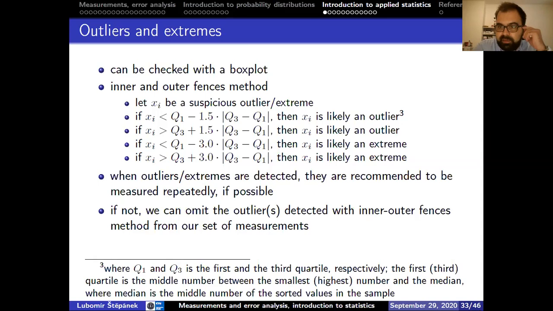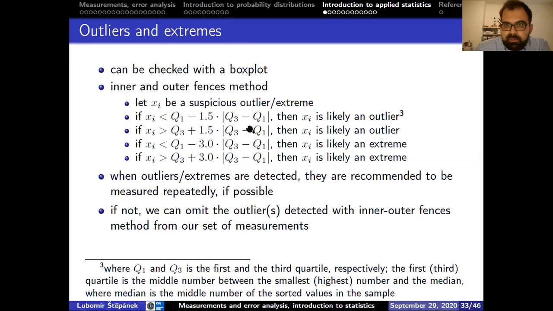There could be many nuisance physical factors by which you sometimes get a really, really far value from the rest. These are possible outliers or extremes. So this could be checked with a workflow. I have an example for you on the next slide.